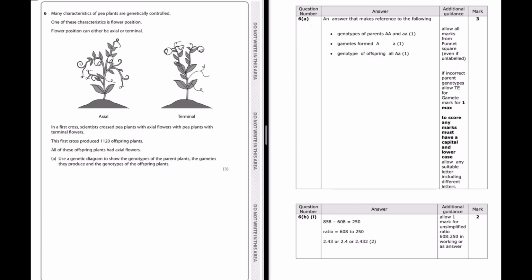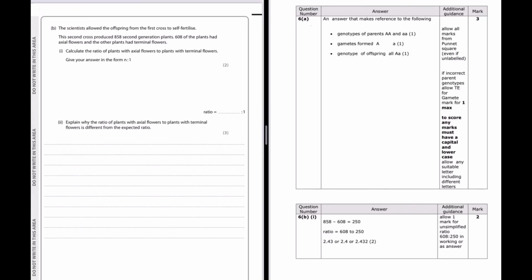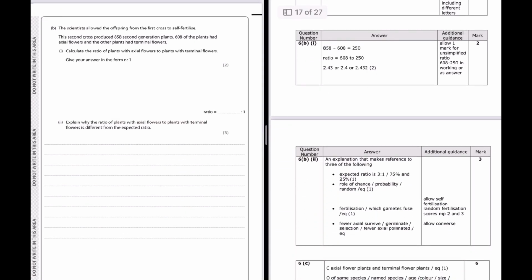And there was this interesting observation about the ratio of axial to terminal flower plants in one of the crosses. The observed ratio didn't quite match the expected 3-to-1 ratio. Why do you think that is? Well, the examiners said that fertilization is a random event and environmental factors can influence things like germination rates. So biology isn't always as predictable as we'd like. Real life is always a bit messier than those neat Punnett squares. Exactly, nature has a way of throwing curveballs.